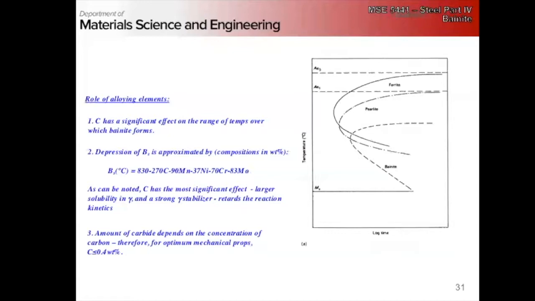at reducing the Bainite start, right? And the amount of carbide that you're going to form, you're going to have to balance by the amount of carbon, right? So the amount of carbide depends on the concentration of carbon. So we can't raise this up too much, right? Because we don't want to destroy our other properties, mostly toughness, right? So we have an optimal carbon concentration of about 0.4%.